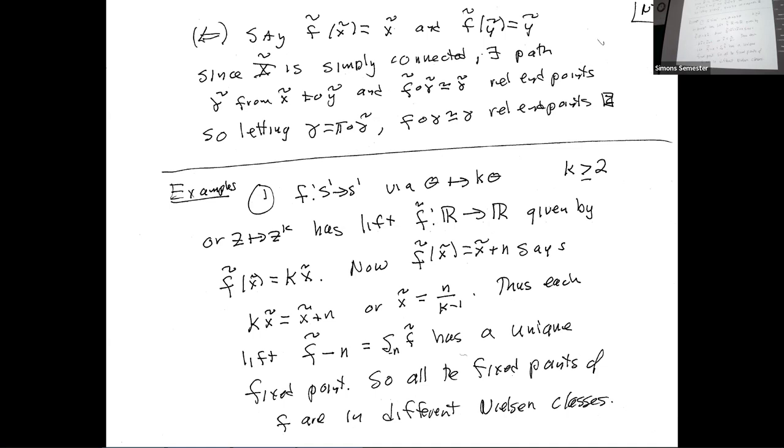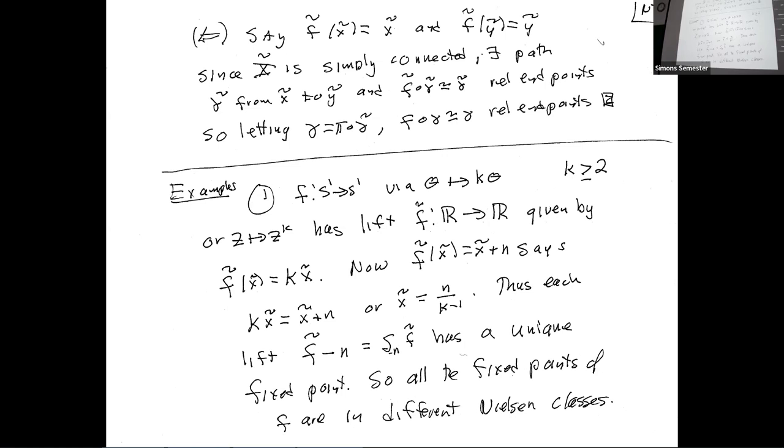If X tilde goes to there, that tells you that X tilde is N over K minus one. The upshot, because of the expansion, and we'll keep coming back to this, is the hyperbolicity I was talking about: each lift has exactly one fixed point. You just write down the algebra and you see that every lift has exactly one fixed point. So this Nielsen equivalent thing can't happen. Every fixed point is in a different Nielsen class, much easier than drawing an arc and fussing around with it. From simple algebra, every fixed point is in a different Nielsen class.